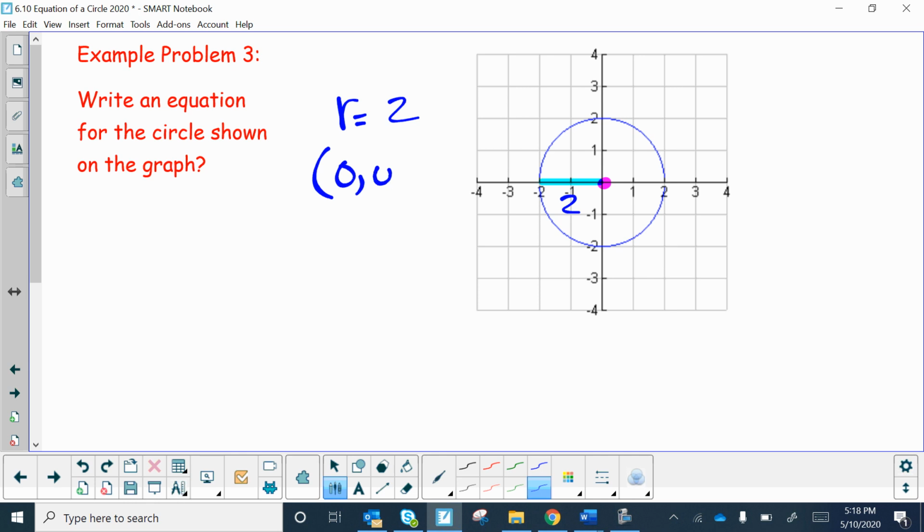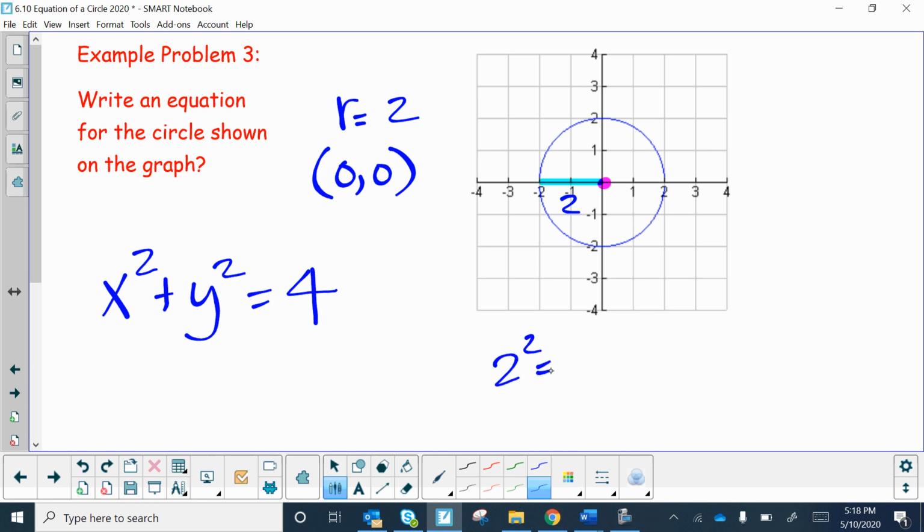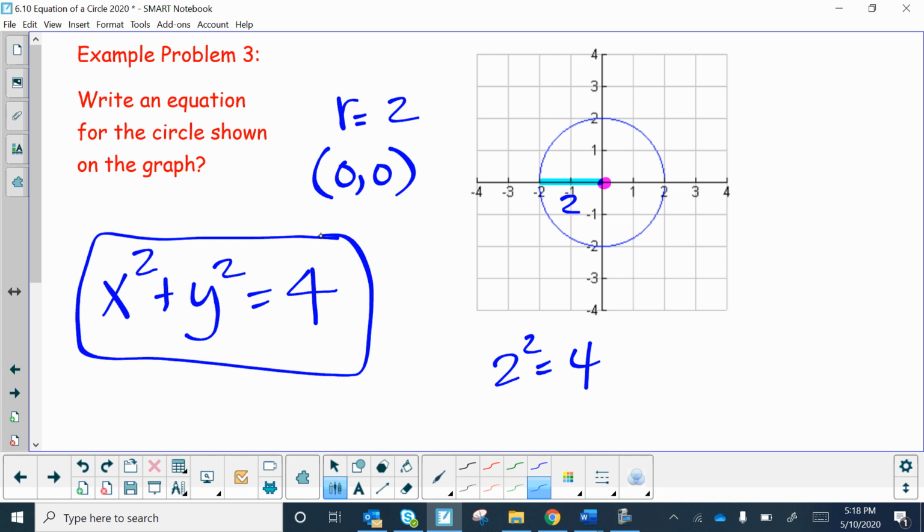The center is 0, 0. So the equation is pretty simple to write. It's always going to be x squared plus y squared. And since the radius is 2, remember it equals r squared. R squared in this case, 2 squared is 4. So here's my equation of that circle there.